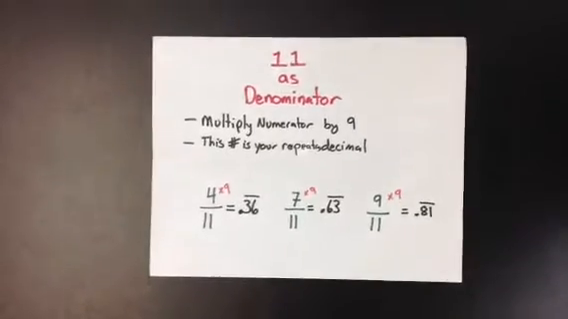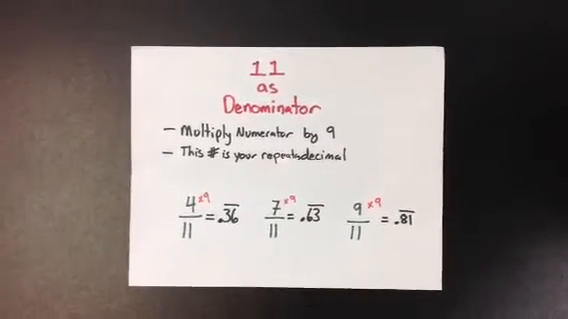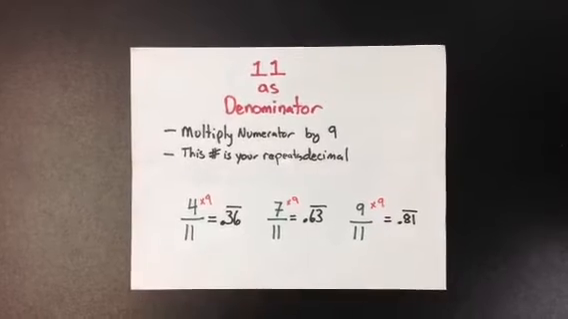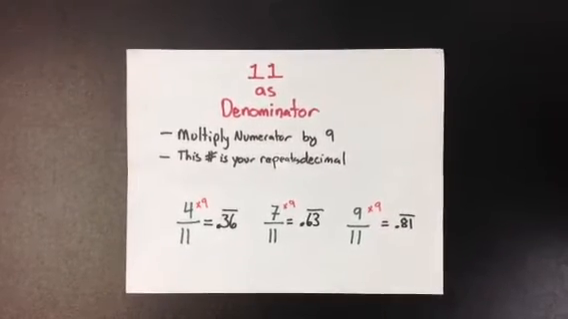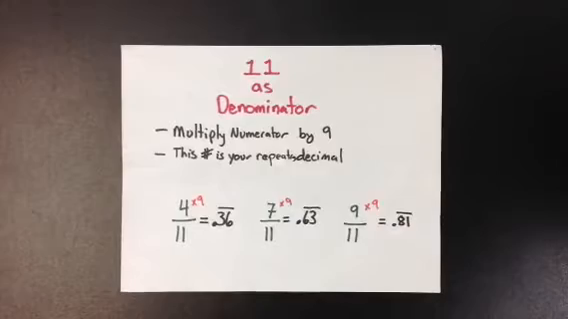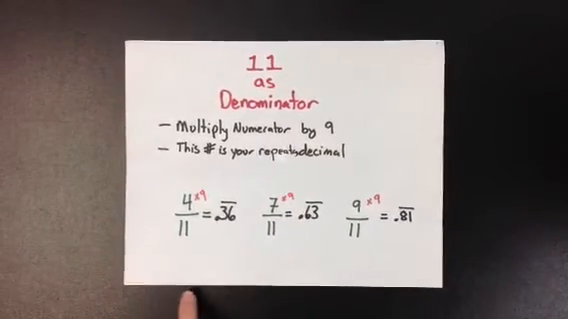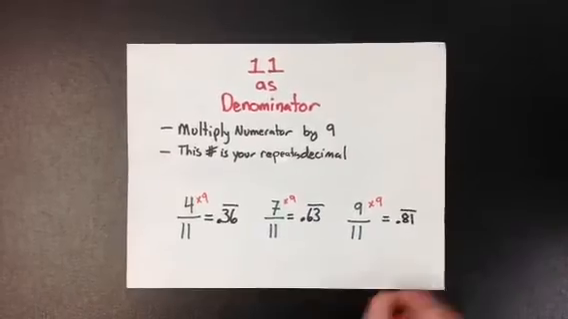11 as the denominator in a fraction. If you have the 11 as the denominator, you multiply the numerator by 9. This number is your repeating decimal. For example, if you have 4 over 11, you multiply the 4 by 9, and you get 0.36 repeating.